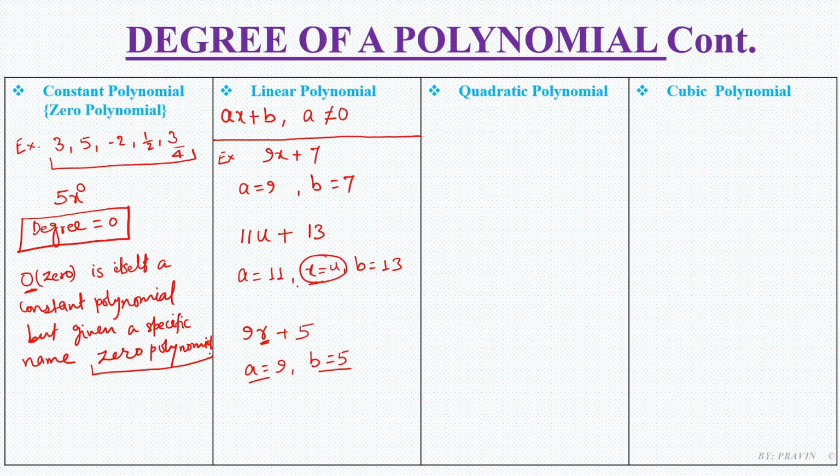Next is one thing that I want to tell you. Focus on the degree of each example that we have taken. Here the degree of this polynomial is 1. Why 1? Because the variable is x and the highest power of x is 1, so the degree is also 1. Similarly here, the degree is 1 because the variable is u and the highest power of u is 1. Similarly here the degree is 1. So remember always that a linear polynomial will always have degree 1.